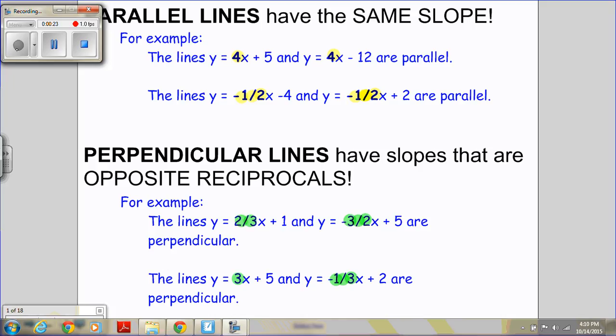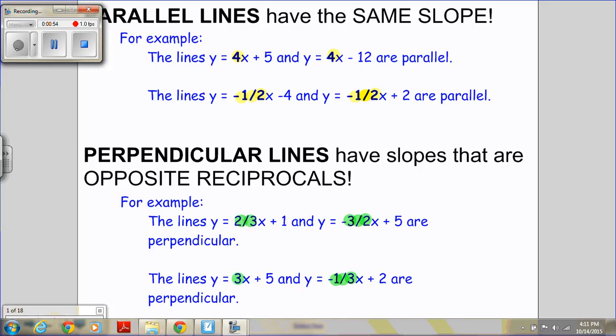Parallel lines have the same slope. For example, the lines y equals 4x plus 5 and y equals 4x minus 12 are parallel. They both have 4 as their slope. The lines y equals negative 1 over 2x minus 4 and y equals negative 1 over 2x plus 2 are also parallel because their slope is negative 1 over 2.